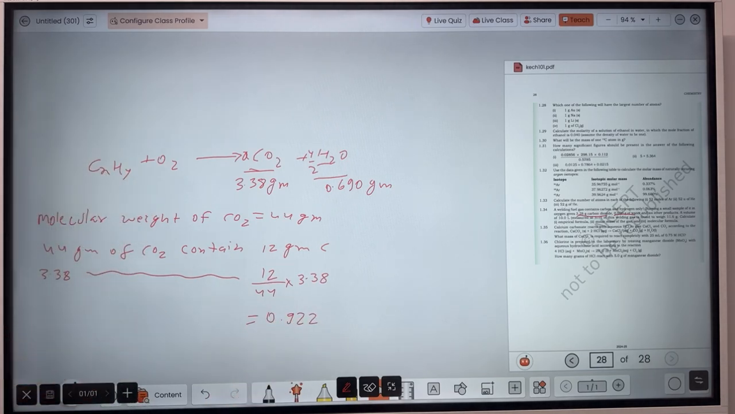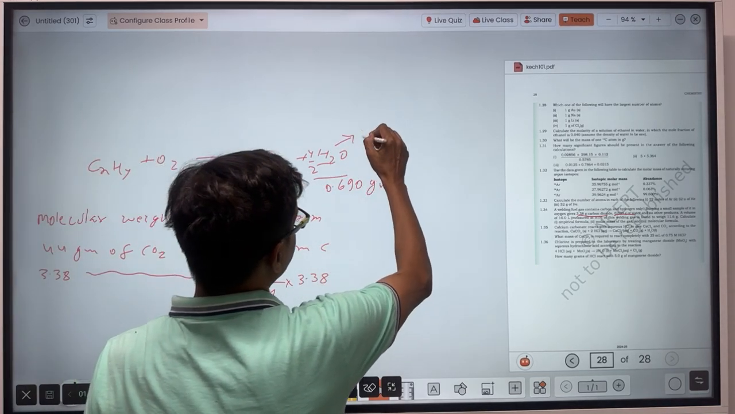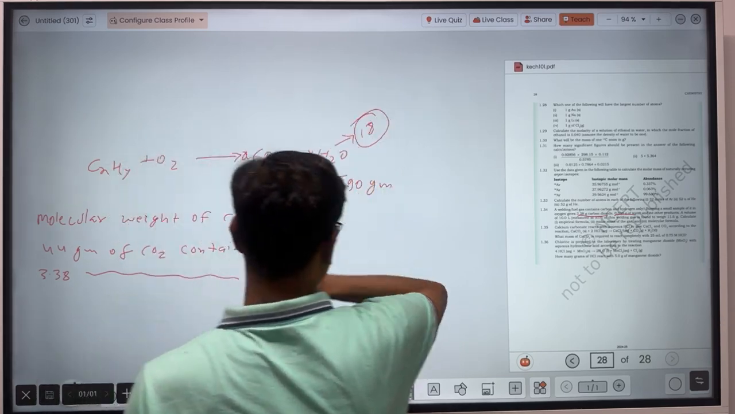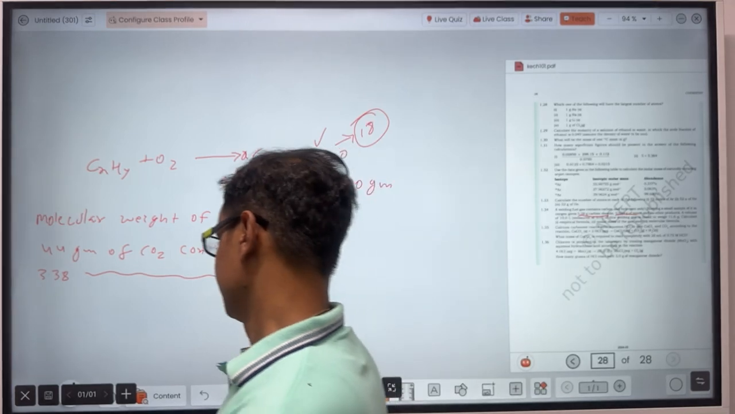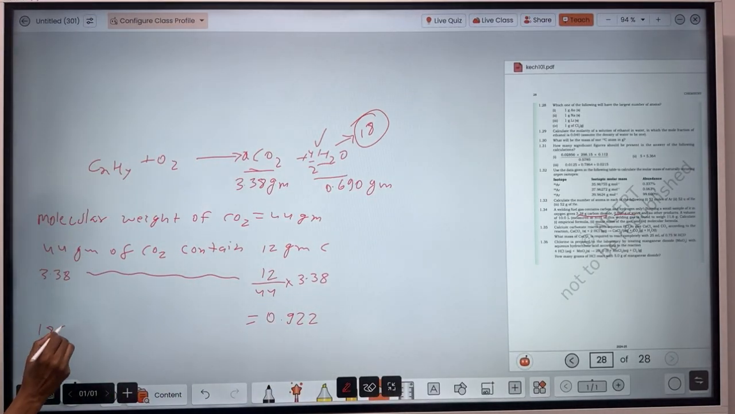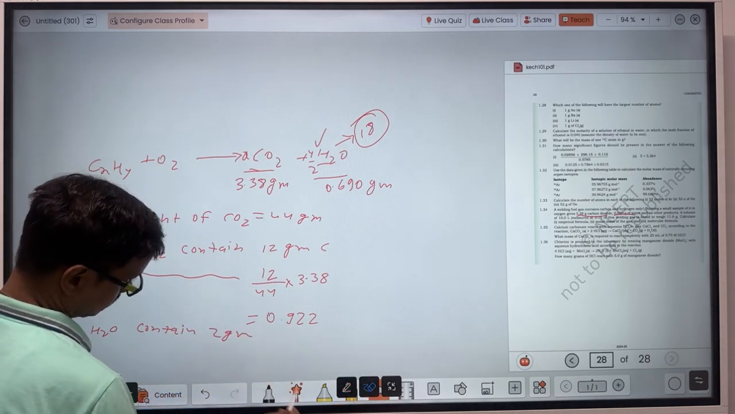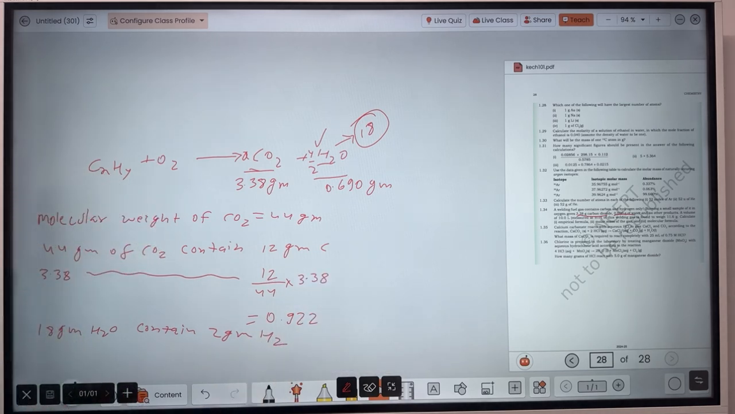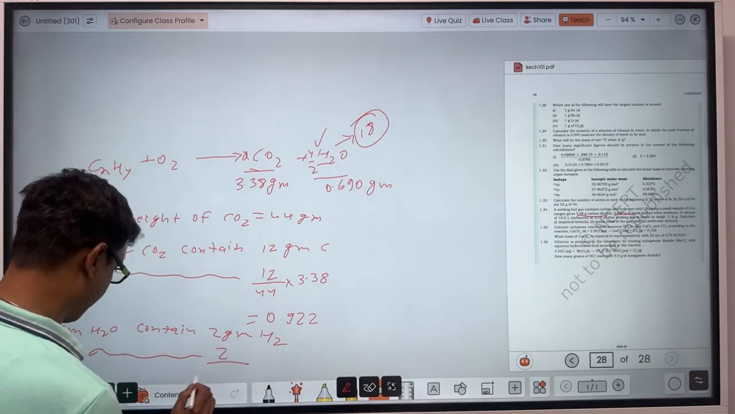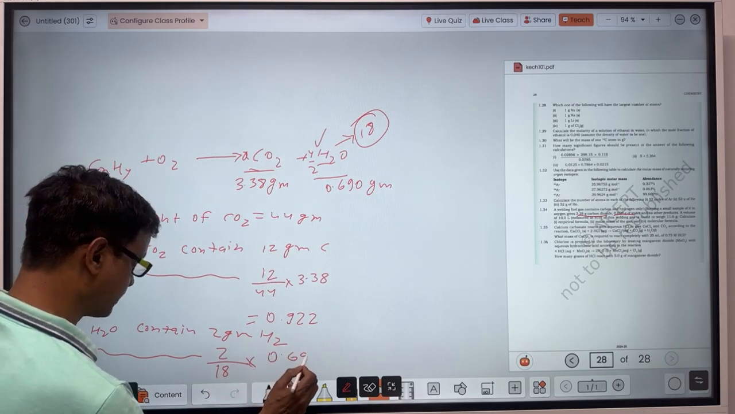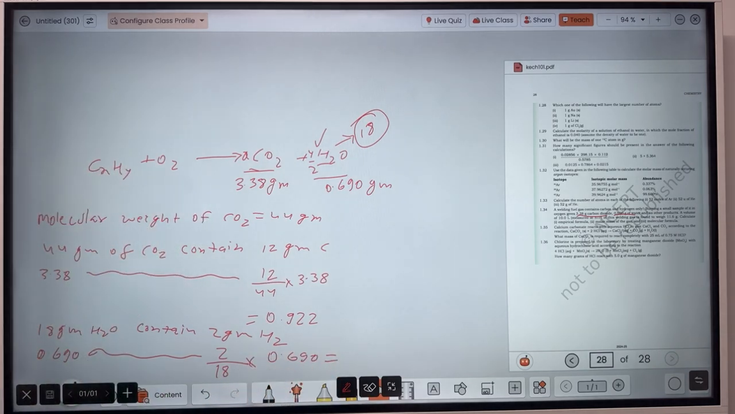In the same way, you can find out about the hydrogen also. Molecular weight of water is 18 gram. So 18 gram of water contains 2 gram of hydrogen. So how much for 0.690 gram? That's what you will have to find out. 0.690 gram of water will contain how much? So 2 upon 18 into 0.690. How much is that? Calculate.